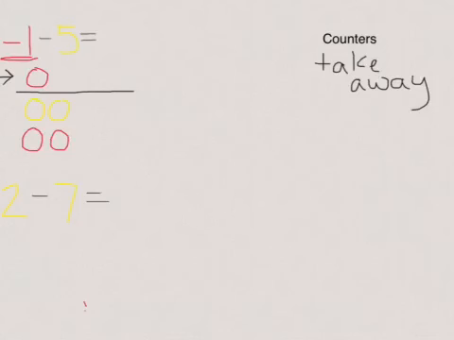And so right now I can see 2 positives, and what I need to do is add 3 more 0 pairs. So that now what we see is 6 negatives, and then we see 5 positives.